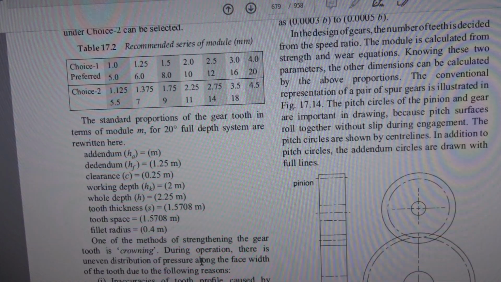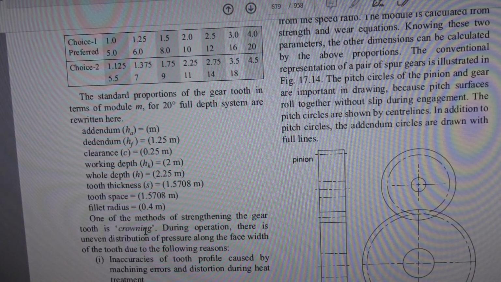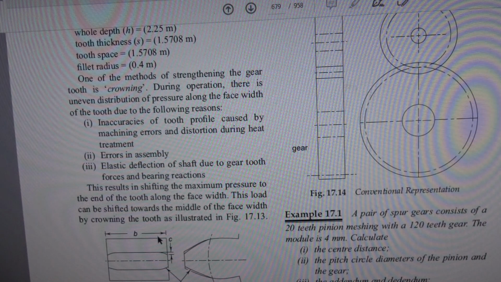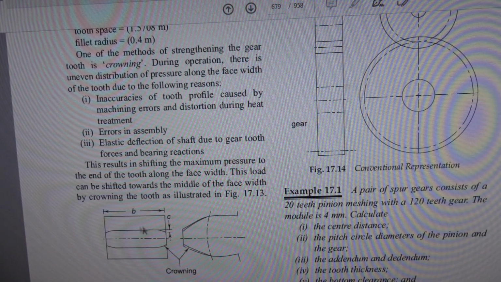One term I am also interested to explain is crowning. What is the meaning of crowning? One method of strengthening the gear tooth is crowning. Crowning means increasing the strength of the gear tooth. This one is the gear tooth, and this one is the width.